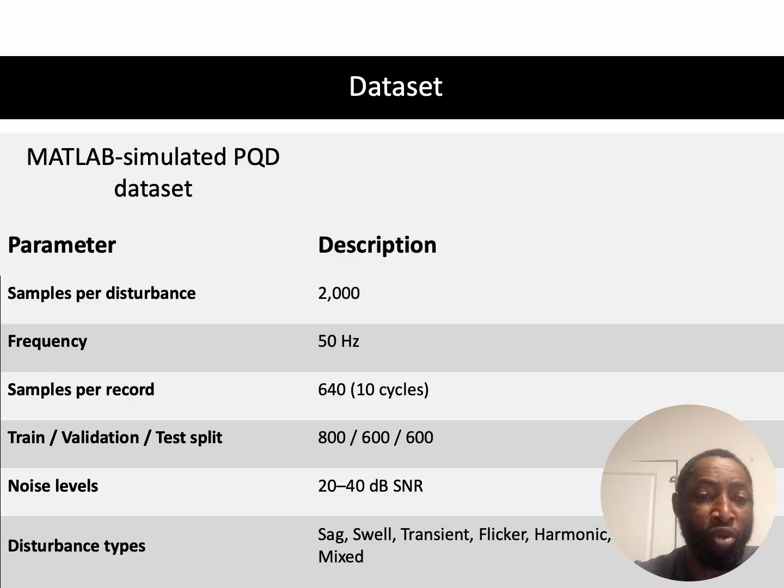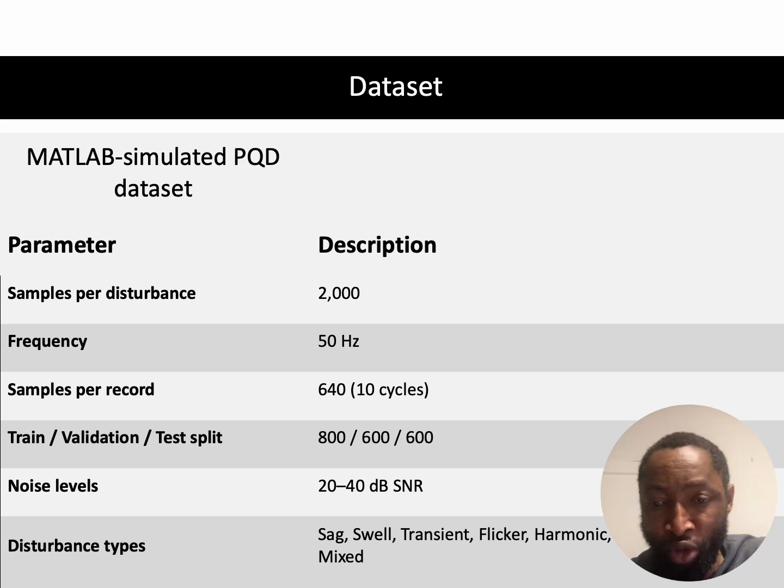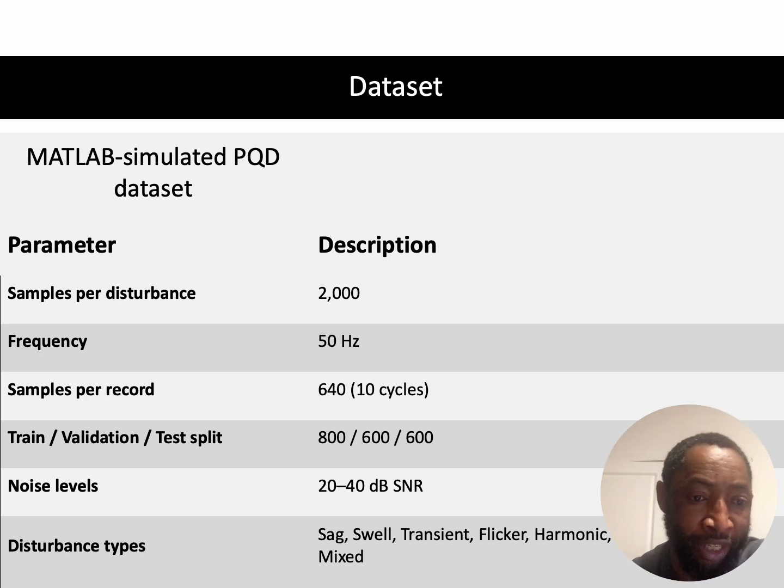The data set. This work was simulated in a MATLAB power quality data set. You can see some of the parameters they use, like the samples per disturbance, which is 2000, and a frequency of 50 hertz.